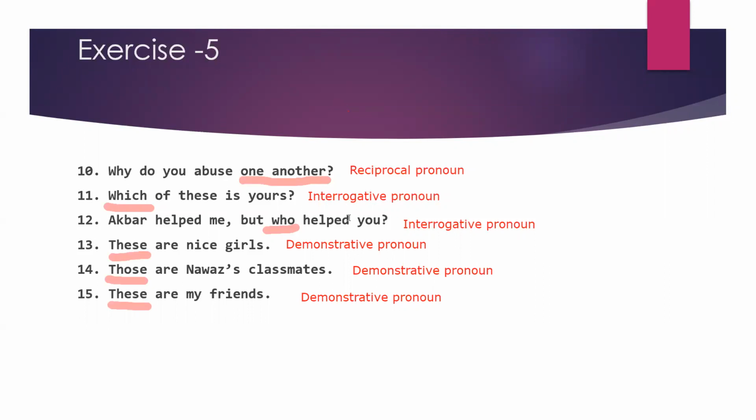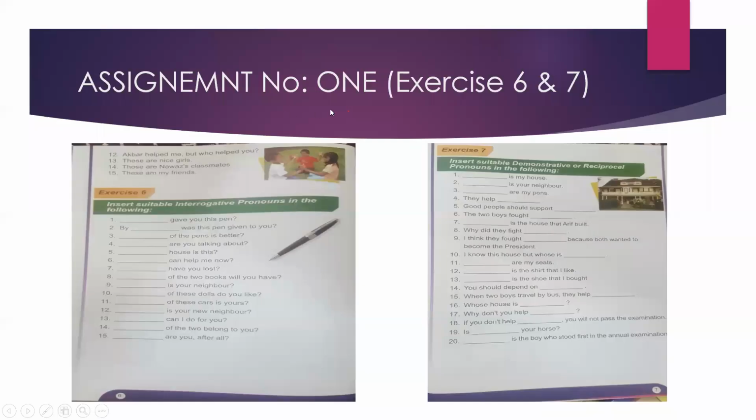So dear students, now we will move to page number 6 and 7. Have a look what is on page number 6 and 7. Here, dear students, on page number 6 and 7, we have a homework. What is the question? Yes, we have two exercises, exercise number 6 and 7. In exercise 6, we have a question: insert suitable interrogative pronouns in the following. Now what we have to do, we have to insert the interrogative pronouns.